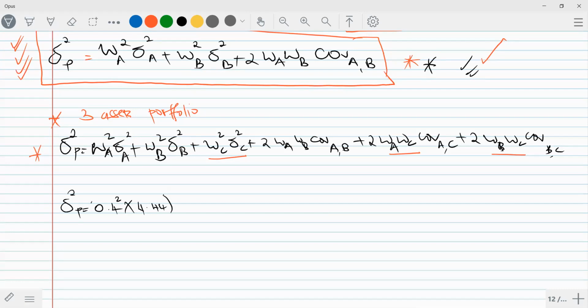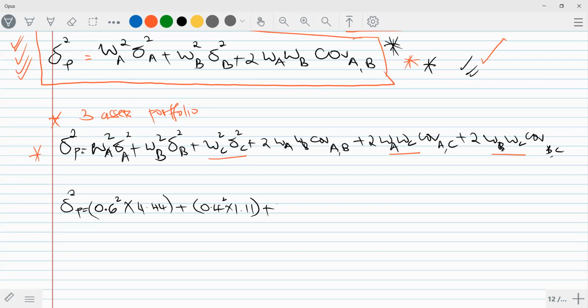Okay, plus the weight of asset B. No, the weight of asset A was 0.6, sorry, this is 0.6, not 0.4. The weight of asset A is 0.6, and 0.4 is asset B, therefore the weight of asset B is 0.4. Squared, we multiply by the variance, which we have just obtained as 1.1 from our calculation earlier. Plus, I'm applying that formula.